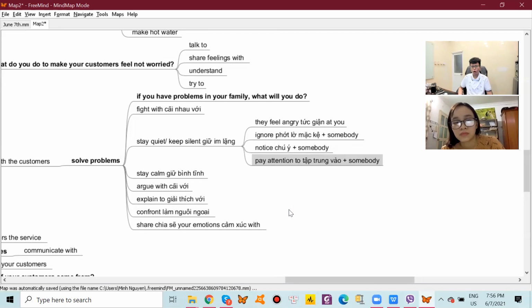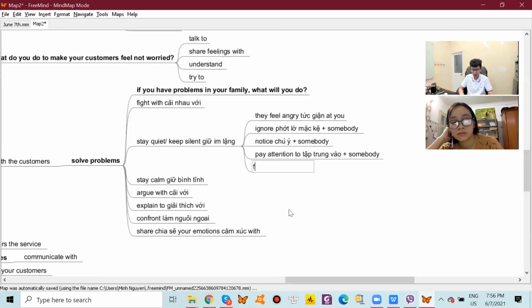So what will your family do when you keep silent? Do they feel scared when you keep silent? They feel scared and they confront me. Oh, wow, okay. They feel scared and they will confront you. Very good.